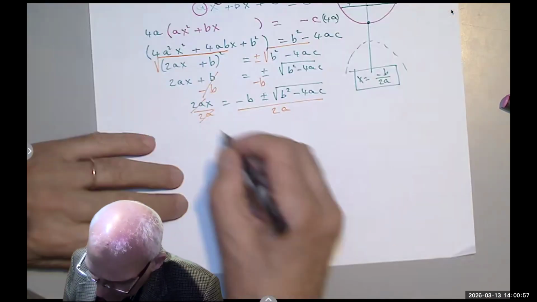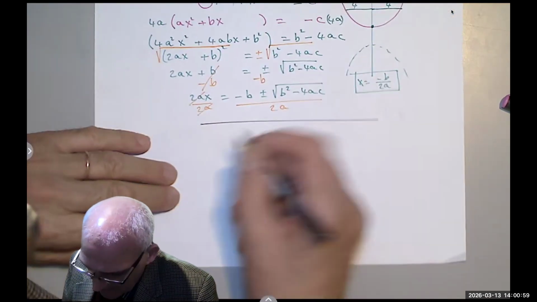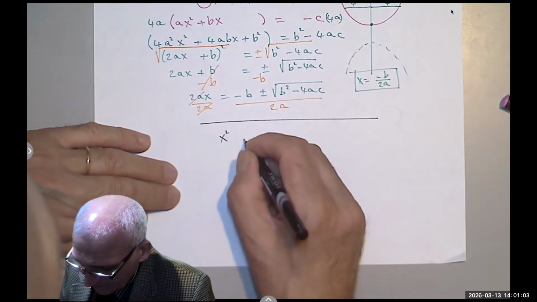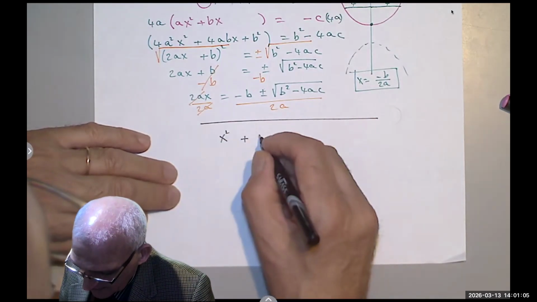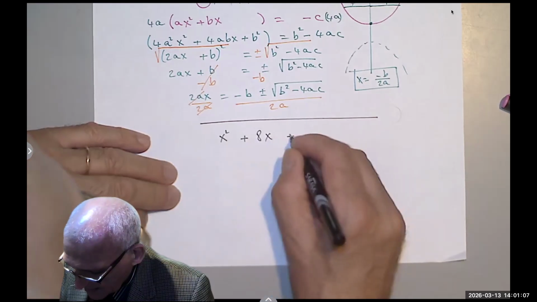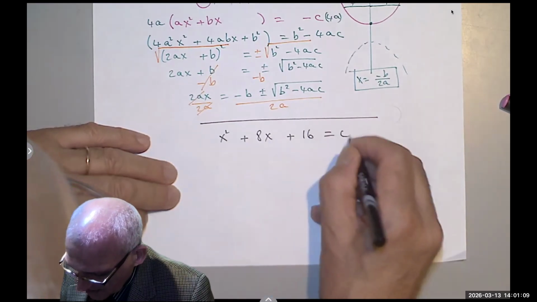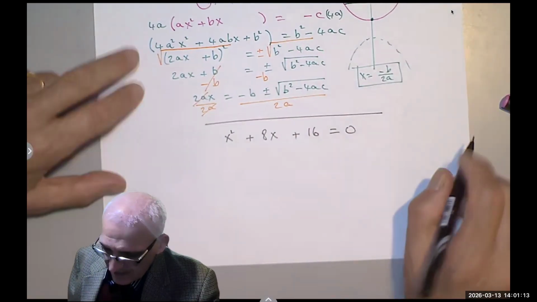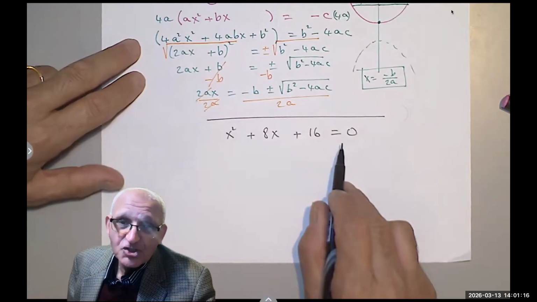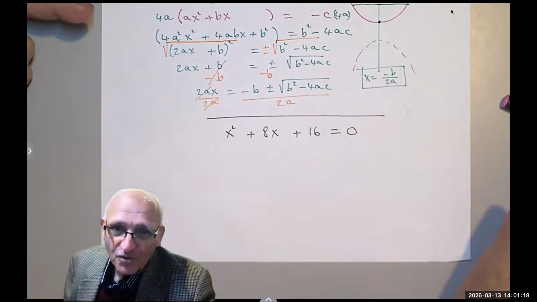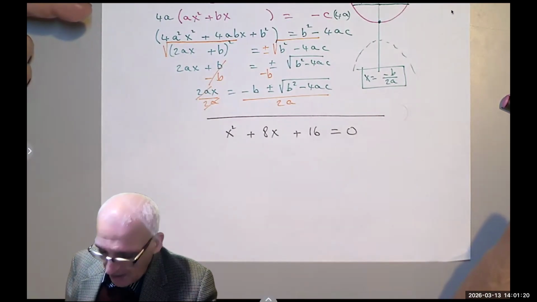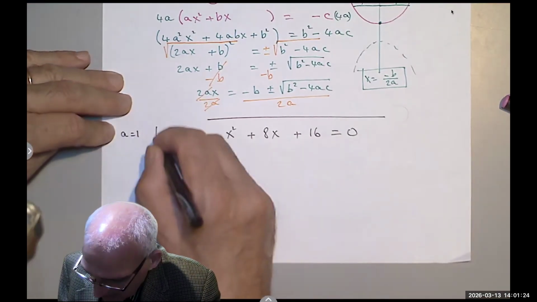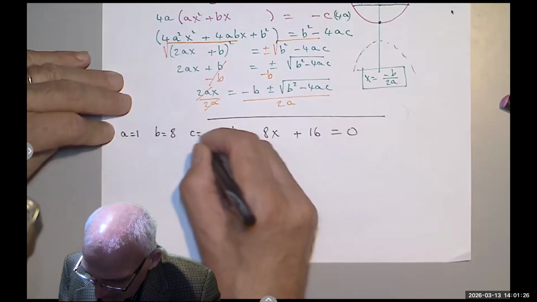So suppose the first equation, we can make an easy one, like x squared plus 8x plus 16 equals 0. Of course, if you want to use factoring, you can, some of you already saw that as x plus 4 quantity squared, right? But if you don't know it, we can say A equals 1, B equals 8, C equals 16.